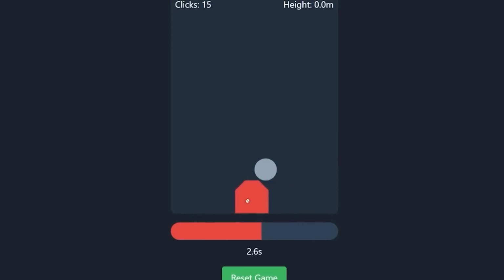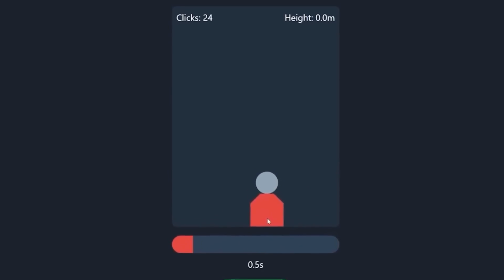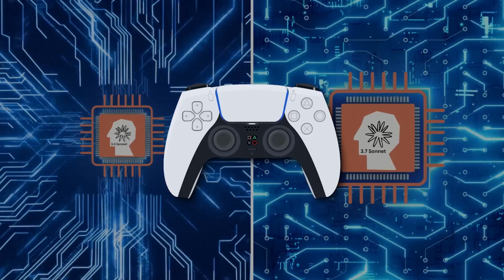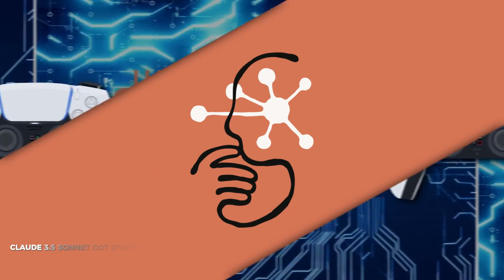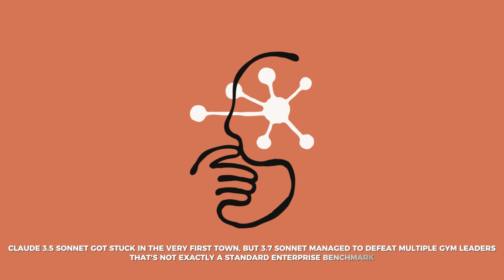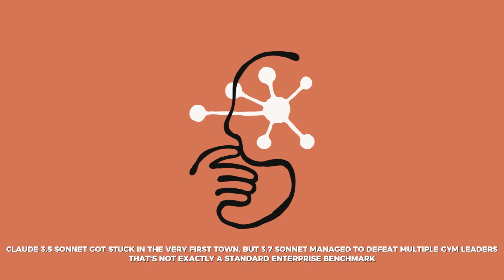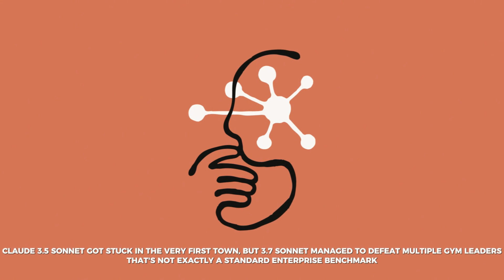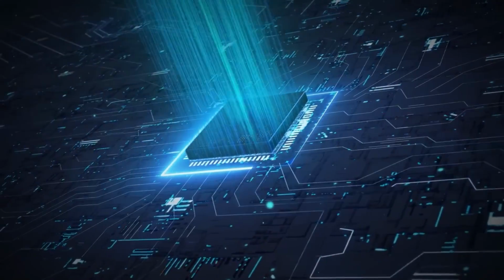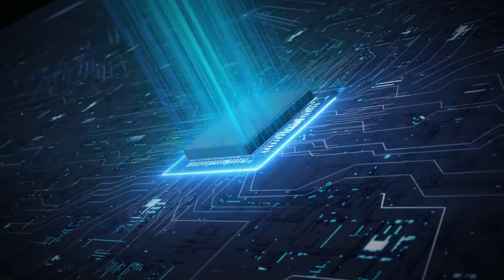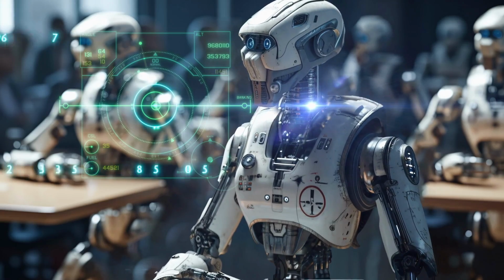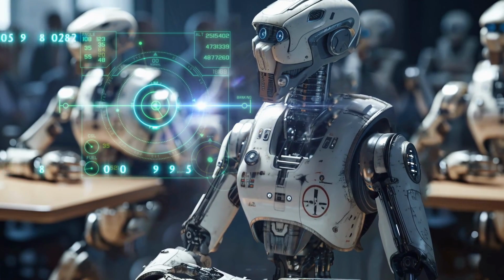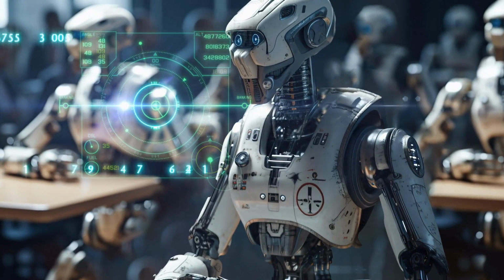On top of everything, Anthropic likes to mention that they used a fun test to gauge the model's agentic capabilities: Pokemon gameplay. They basically hooked the model's API into a game controller. Claude 3.5 Sonnet got stuck in the very first town, but 3.7 Sonnet managed to defeat multiple gym leaders. That's not exactly a standard enterprise benchmark, but it's a neat indicator that this model can handle fairly open-ended and goal-oriented tasks. It shows that the AI can understand complex environments, make strategic decisions, and adapt to changing conditions, all crucial skills for more serious applications.